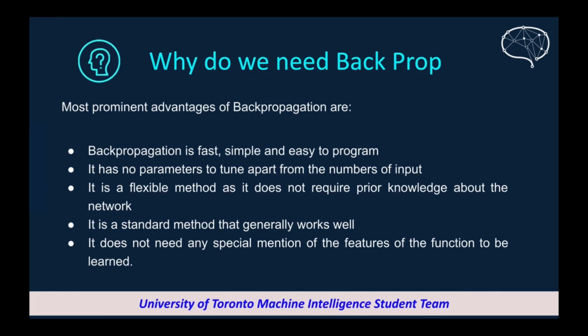So why do we use backpropagation? There are various advantages of backpropagation. A few of them are as follows. Backpropagation is very fast, simple, and easy to program. It has no parameters to tune apart from the number of inputs. It is a flexible method as it does not require prior knowledge about the network. It is a standard method that generally works well, and it does not need any special mention of the features of the function to be learned. It just learns every time you use backpropagation on the neural network.